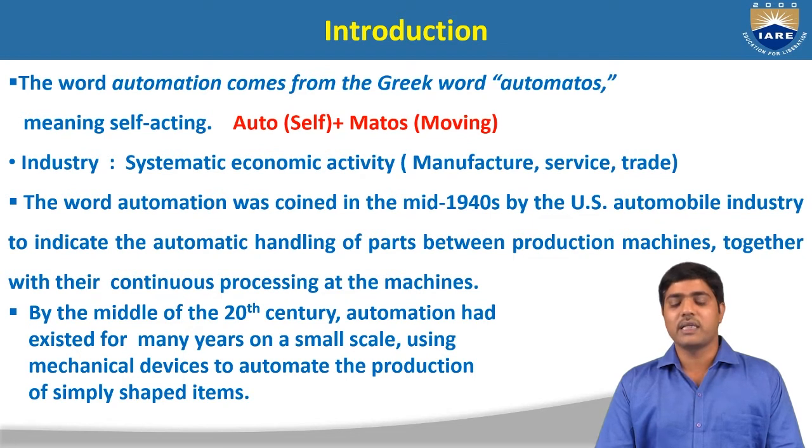First we will define what an industry is. Industry means a systematic economic activity. This industry may be of different types. It may be the manufacturing industry, or the service industry, or trading. In this course, most of the time we are going to deal with the manufacturing industry, not the service or trading sector. First of all, the term automation was coined in the mid-1940s by the US automobile industry to indicate the automatic handling of parts between the production machines.